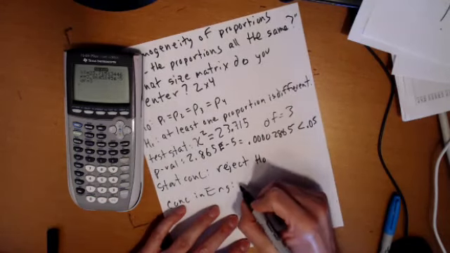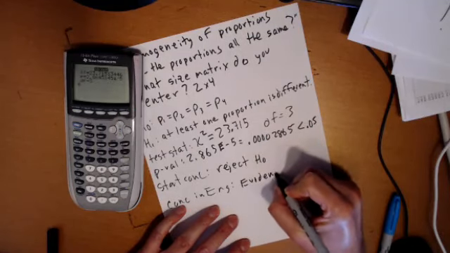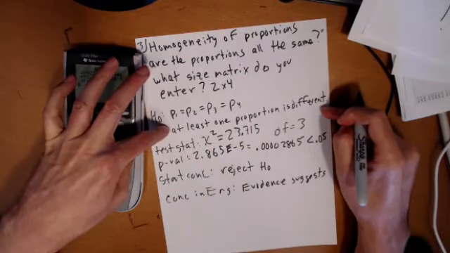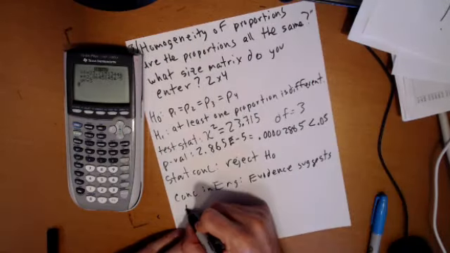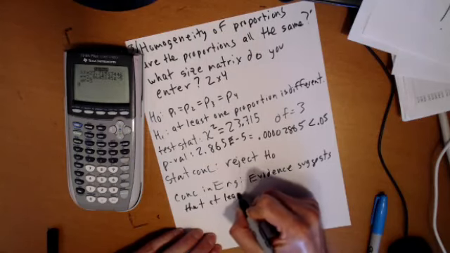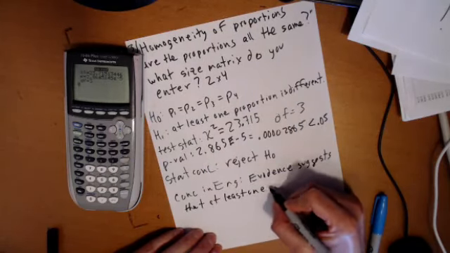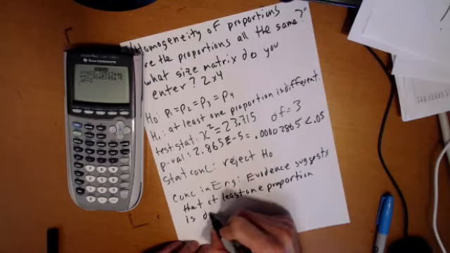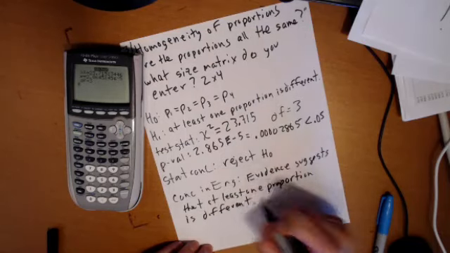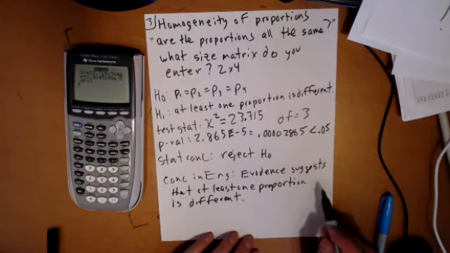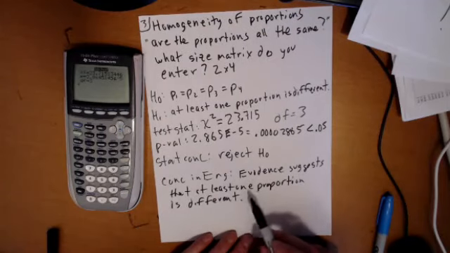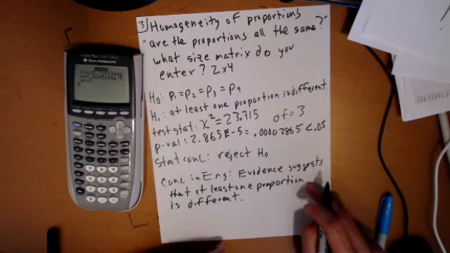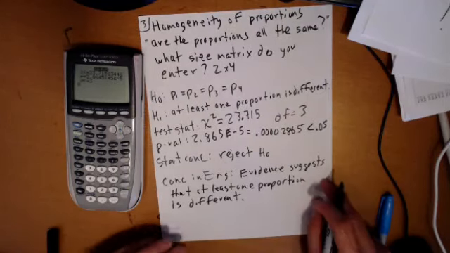Evidence suggests? Yeah, lots of evidence. Evidence suggests. And then how do I put this into English? Oh, it already is. It's evidence suggests that at least one proportion is different. And you can add some words, and when you read the back of the book, they'll add some words like evidence suggests that at least one proportion of airlines on-time flights is different. So they'll add some words to put it in the context, but that's basically it.